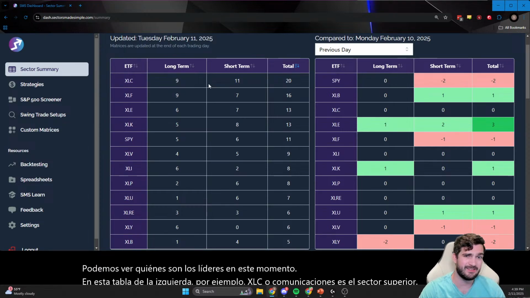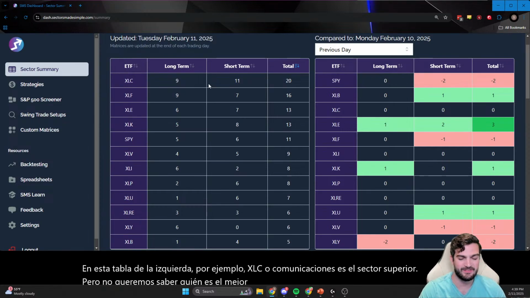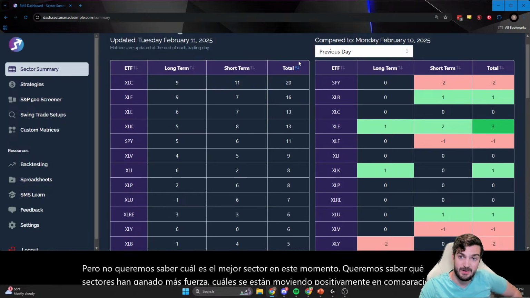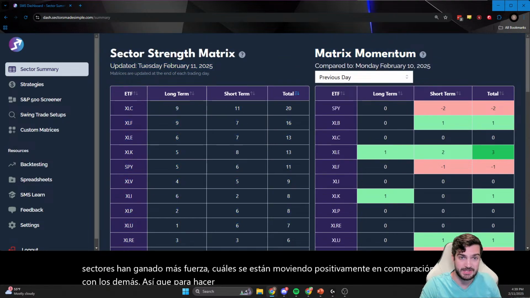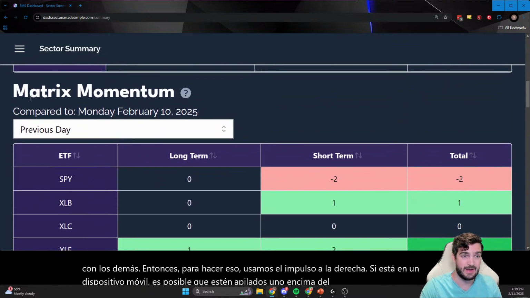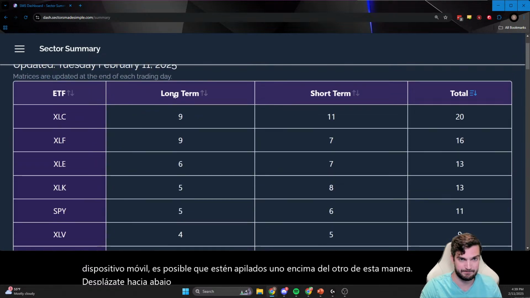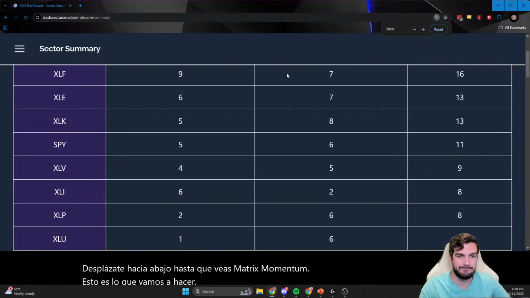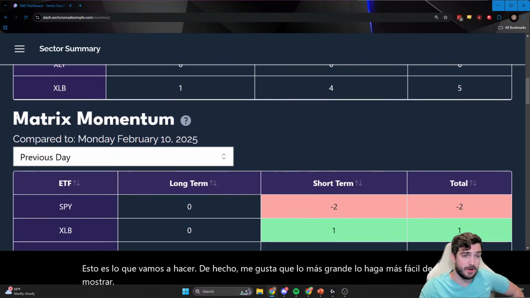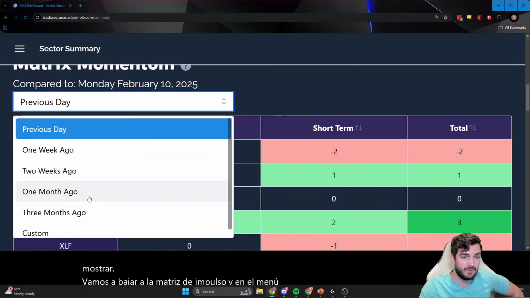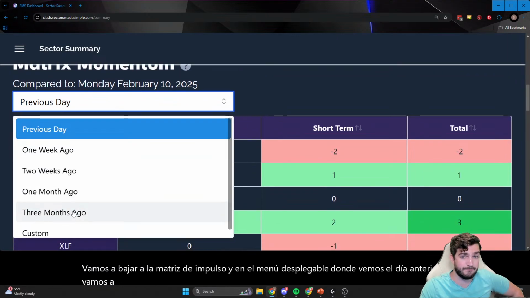For example, XLC or communications is the top sector. But we don't want to know who the best sector is right now. We want to know what sectors have gained the most strength, which ones are moving positively compared to the others. So to do that, we use momentum over on the right. If you're on mobile, they might be stacked on top of each other like this. Scroll down until you see matrix momentum. Here, I kind of like the bigger view, it makes it easier to show. We're going to go down to matrix momentum, and on the drop down where we see previous day, we're going to set that to 3 months ago.